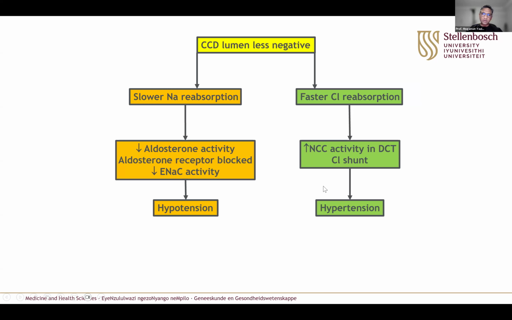Or in the case of faster chloride shunting or increased activity of the sodium chloride co-transporter channel, the patients will be hypertensive. So in our patient, the patient was actually ECF volume contracted, as I mentioned in the history. So our patient seems to be in this section of this diagram. In other words, there seems to be slower sodium reabsorption and something affecting the activity of aldosterone, or aldosterone effect is being blocked.